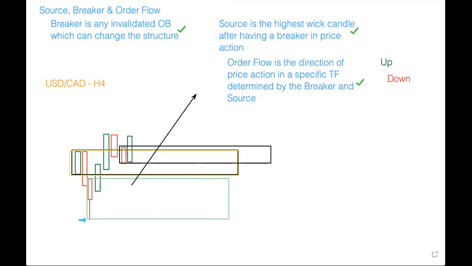So here, as a review, I can tell you this is the source, this is the breaker, and this is the direction of the trade to the upside. So now, by definition and the basic things, we know what is source, what is breaker, and what is order flow. So I'm going to continue with the same example, and then I'll give you one more example.